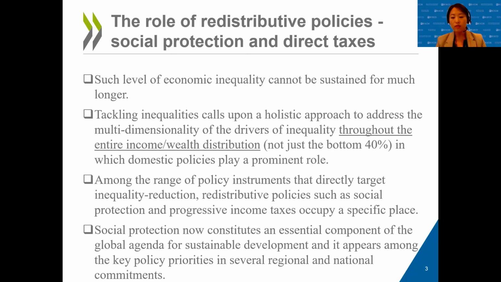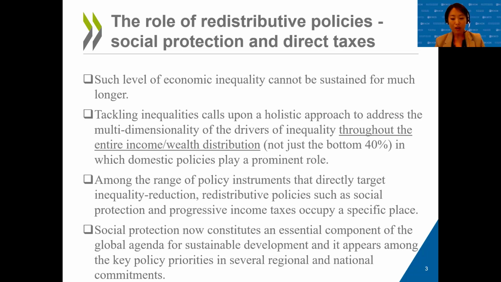Clearly, this high level of inequality cannot be sustained for much longer. Tackling inequalities calls upon a holistic approach to address the multiple dimensionality of the drivers of inequality across the entire income and wealth distribution, in which domestic policies play a prominent role. From the development cooperation side, among the range of policy instruments that directly target inequality reduction, social protection and progressive income taxes occupy a specific place.